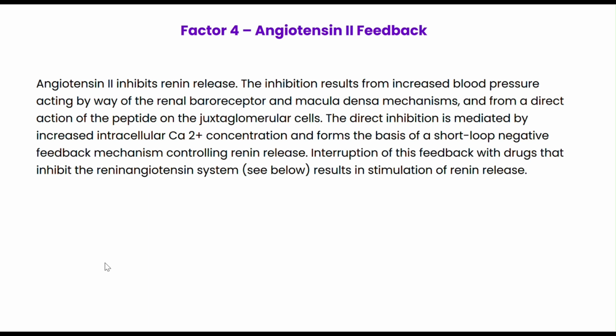Think of angiotensin 2 as the brakes on a car. When the system is working too fast, it slows things down.